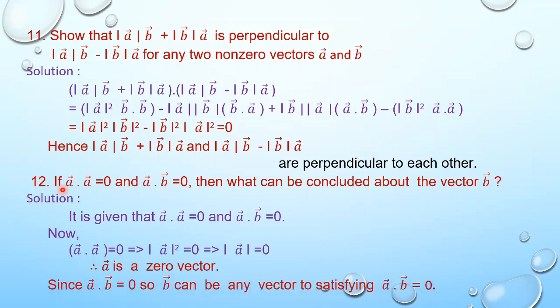So in place of vector b, since the dot product of these two is equal to 0, whatever values we take in the place of vector b also, you will get the resultant as 0 only. Therefore, vector b can be taken as any vector to satisfy this condition. So the final conclusion is vector b can be any value, to get vector a dot b equal to 0, because vector a is already the zero vector.